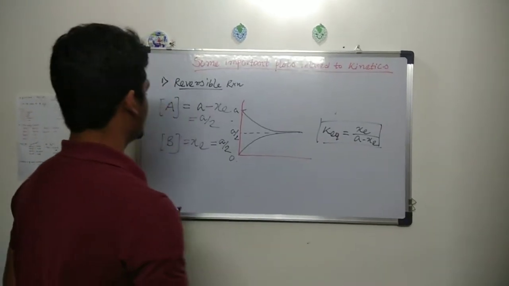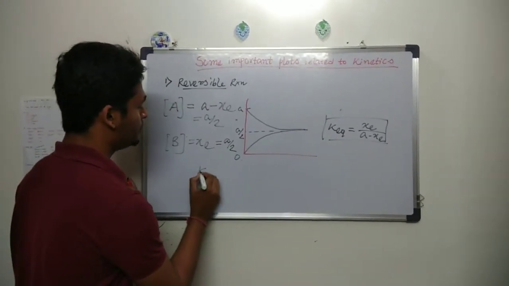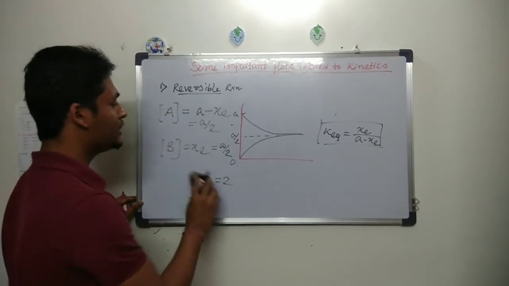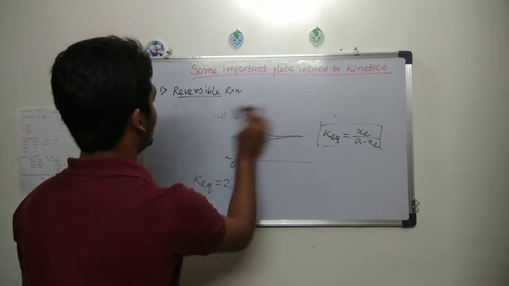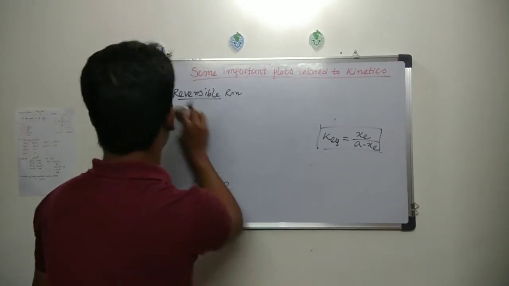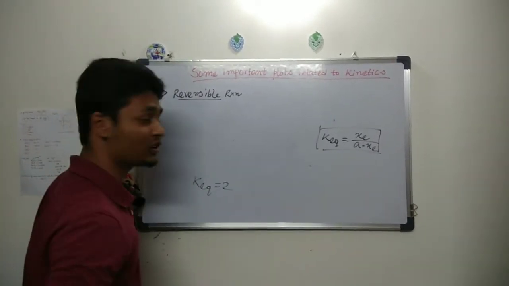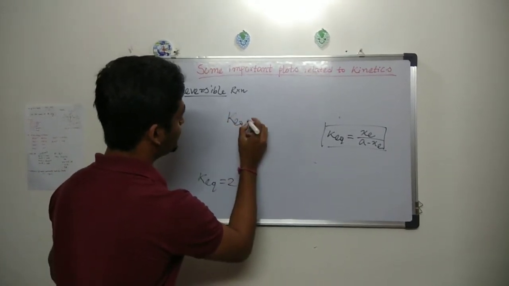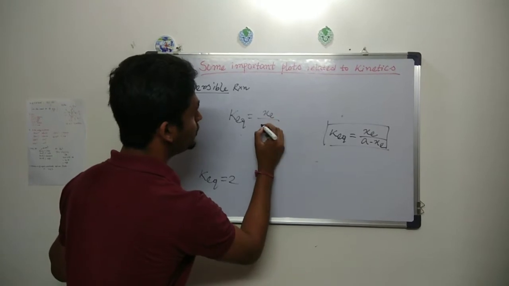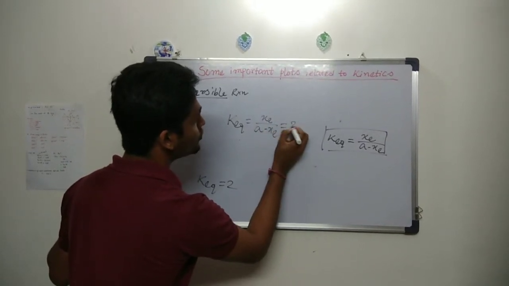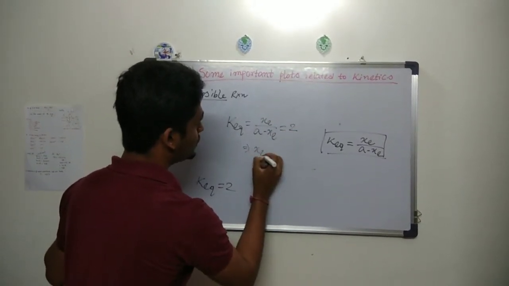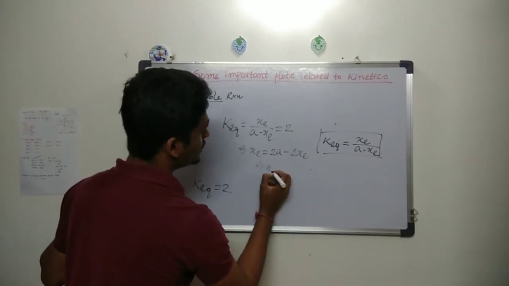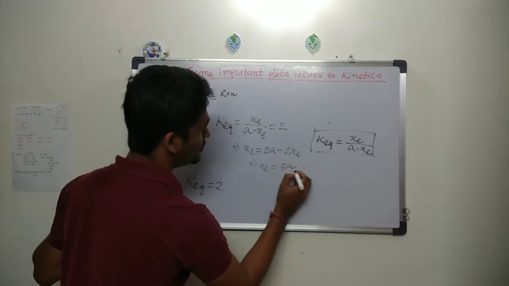Again they can ask you if K equilibrium is equal to 2, what will be the plot? That's exactly the same thing you have to do. Our K equilibrium expression is again Xe by A minus Xe, that is equal to 2. So Xe equals 2A minus 2Xe. So again Xe is coming 2A by 3.